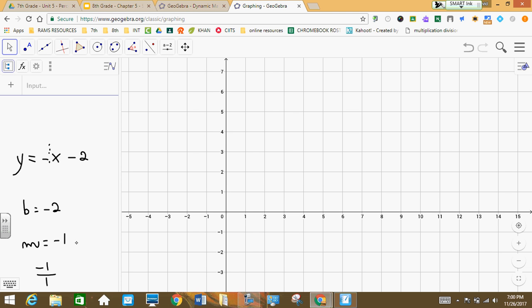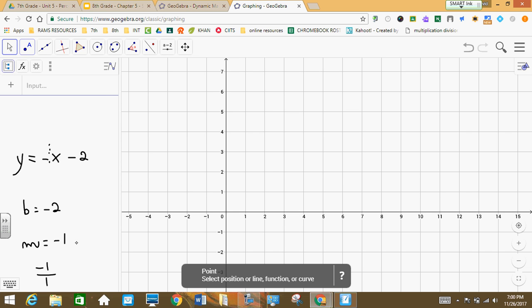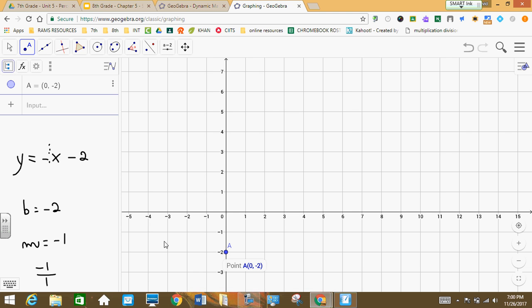Let's go ahead and graph the first point that we need, and that is our y-intercept. Our y-intercept is -2, so I'll put a dot right there at -2 on the y-axis. Definitely not on the x-axis, right guys? This is the y-intercept, so I've got to have it on this y-axis.